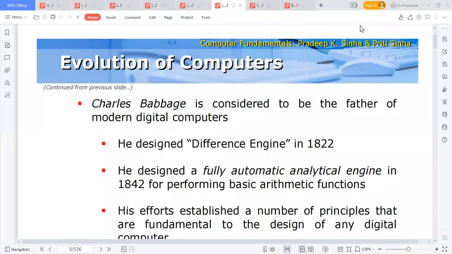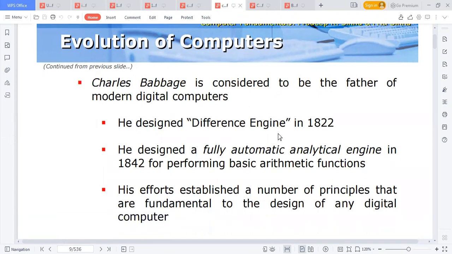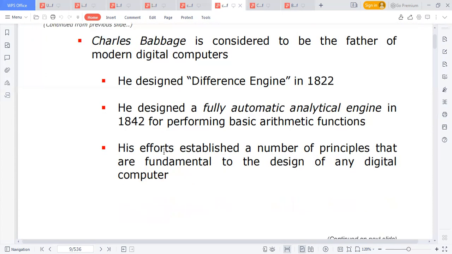A great British mathematician, Charles Babbage, is considered to be the father of the modern digital computer. He designed the difference engine in 1822. He designed a fully automatic analytical engine in 1842 for performing basic arithmetic functions. Actually, the purpose of this engine is to perform just arithmetic functions.